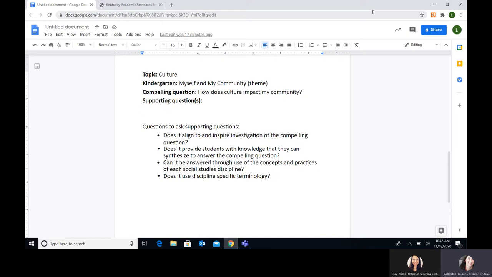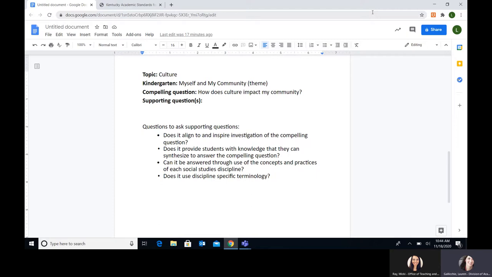Now that we have our compelling question, how does culture impact my community, we need to ask what supporting questions will drive a student's investigation or understanding of it. Part of evaluating a compelling question is whether it can be answered from multiple perspectives.